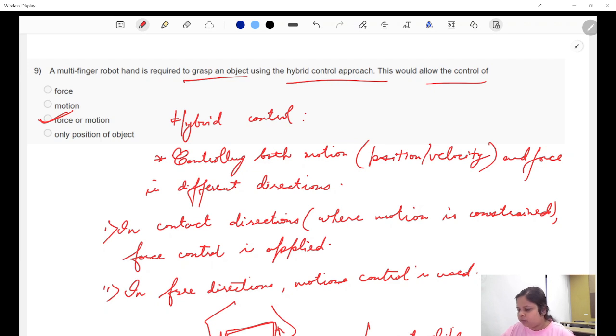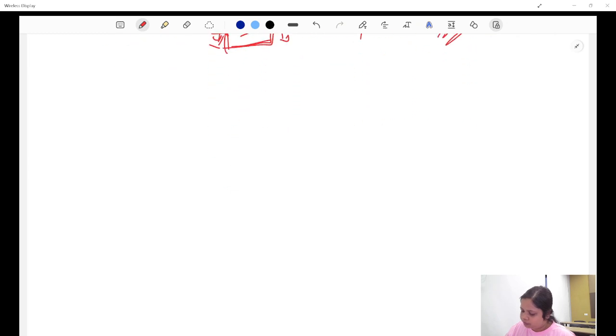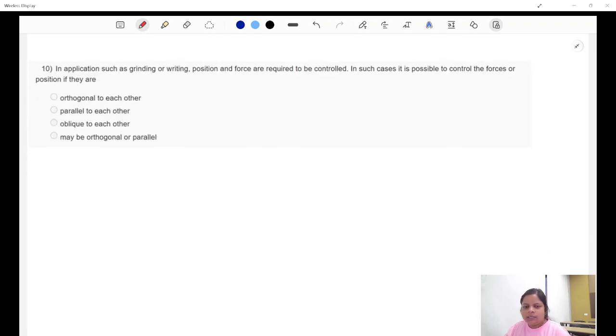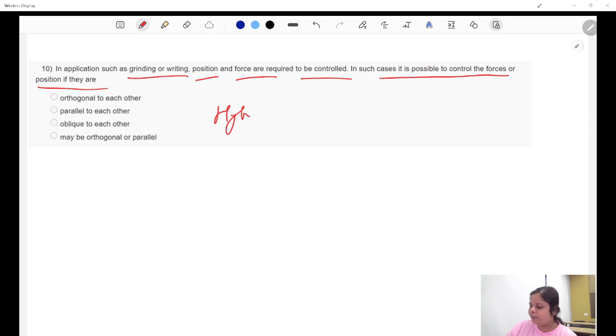This is the last question that we're taking today. In applications like grinding or writing, position and force are required to be controlled. In such cases, it is possible to control the force and position if they are orthogonal to each other, parallel to each other, oblique to each other, or may be orthogonal or may be parallel. So again, hybrid control.